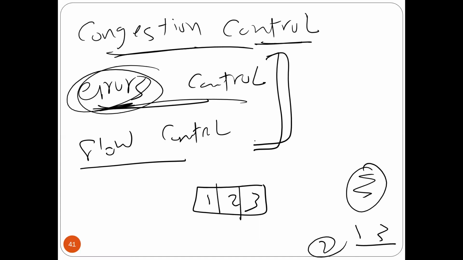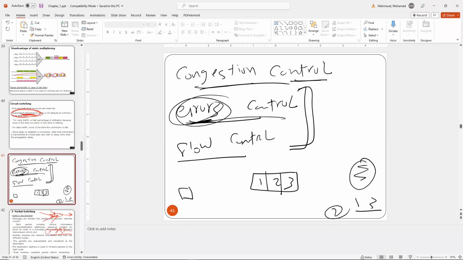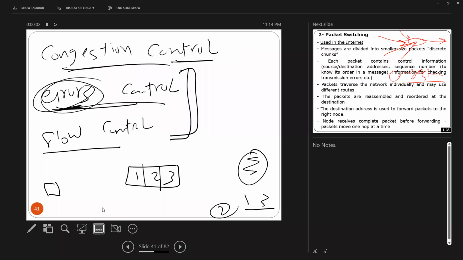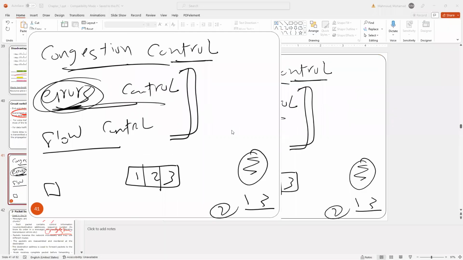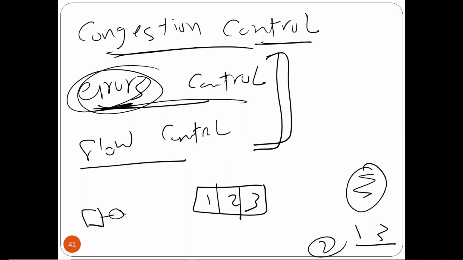Or maybe this is because we have 2 types of them: hub by hub or end to end. End to end means from the source to the destination. Hub to hub, because we have a computer here, we have a router here. So we have here a router, for example, and then we have the other computer.